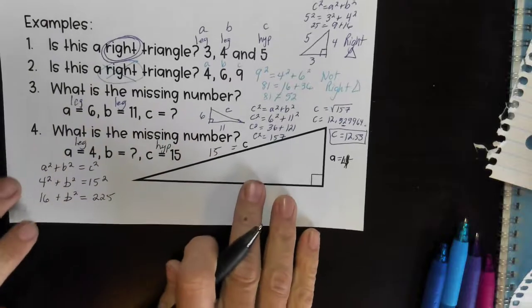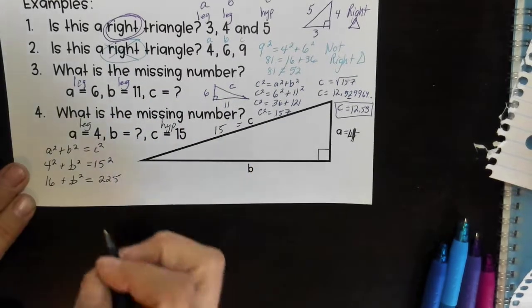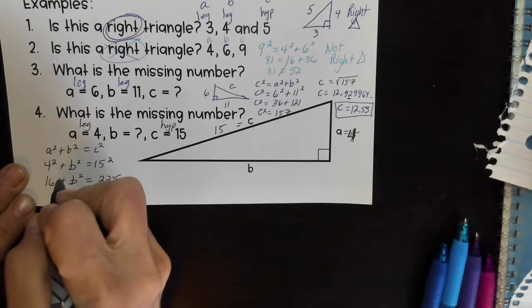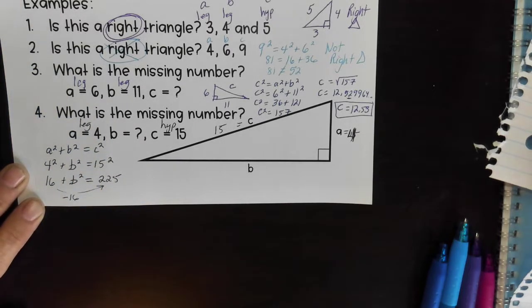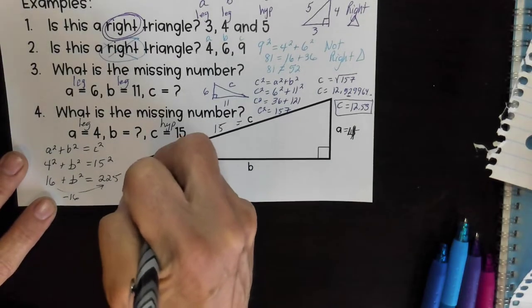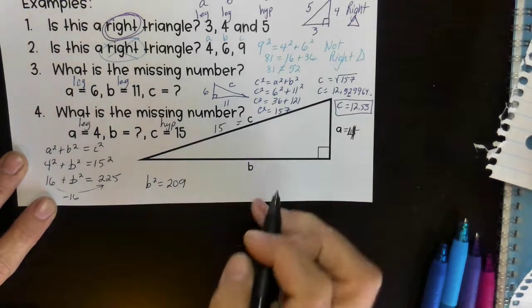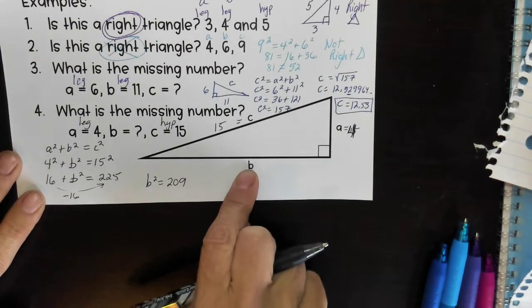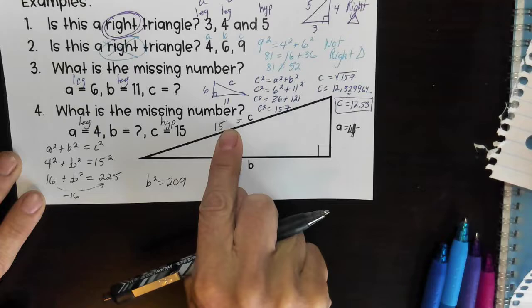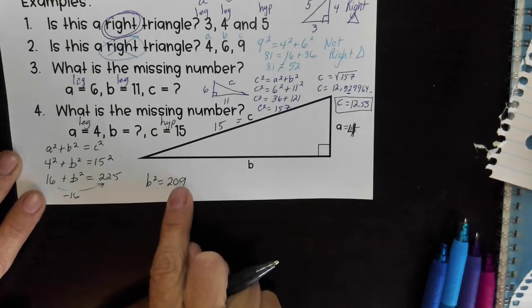If we use our equation-solving strategies, I'm going to get the B squared by itself and move this 16 over to the other side. I'm going to subtract it. So 225 minus 16 is 209. Obviously, this side cannot be 209. This is a short side and this is a short side. Hypotenuse is the longest side. So we have to do something to this.